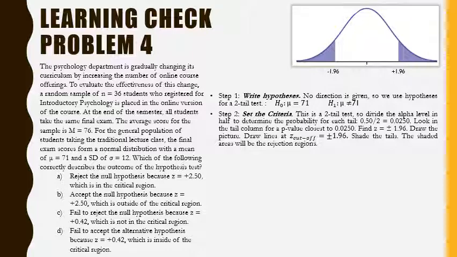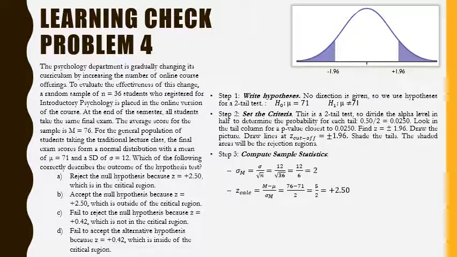We draw the picture, we shade the tails. The shaded area is going to be the rejection region. Next, we're going to compute sample statistics. So find the estimated standard error. I found it to be 2. Calculate your z-score. I found it to be 2.5. And then you're going to make a table using your standard error of 2 and using your estimated mean of 71.